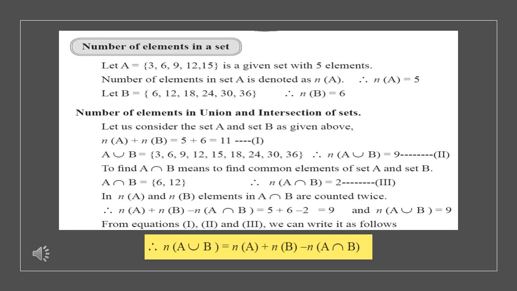Now just look above and find out, is there the same answer anywhere else in any of the equations? Yes. Number of elements of A union B is also equal to 9. Therefore, with the help of these three equations, I can conclude that n(A union B) is equal to n(A) plus n(B) minus n(A intersection B). Now this will be one formula which we'll be remembering always whenever we are doing our word problems.